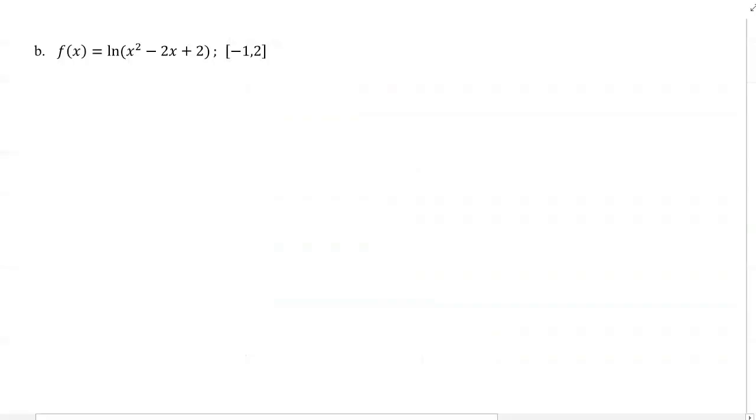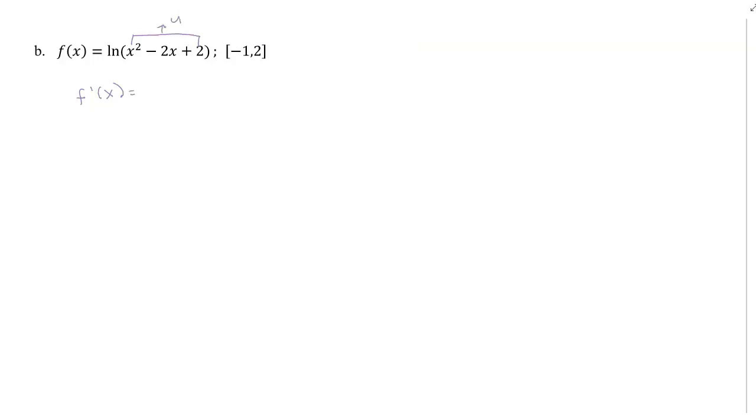Let's do another example. We have the following function, natural log of x squared minus 2x plus 2, and we want to look at the interval from -1 to 2. To find the derivative, I'm going to find the derivative of the outside function, and I'm going to call x squared minus 2x plus 2 my inside function.